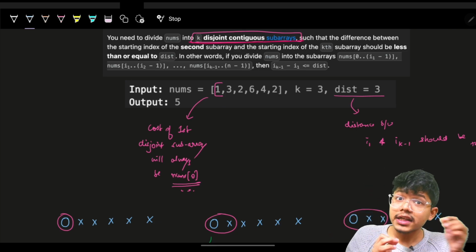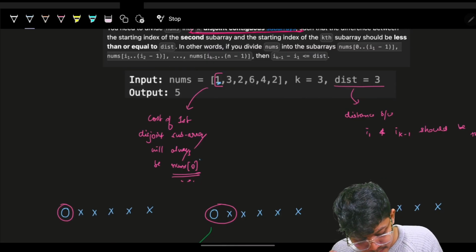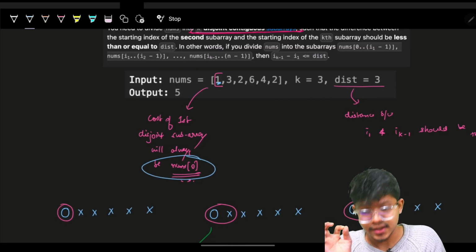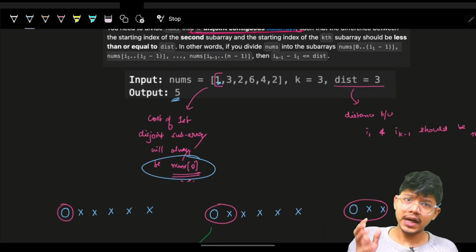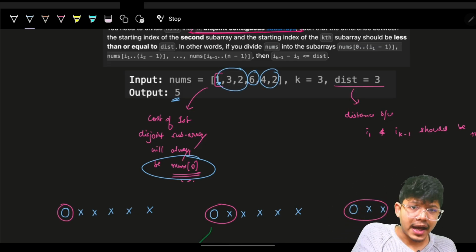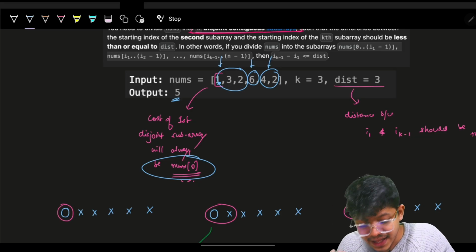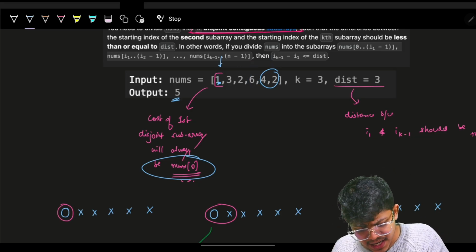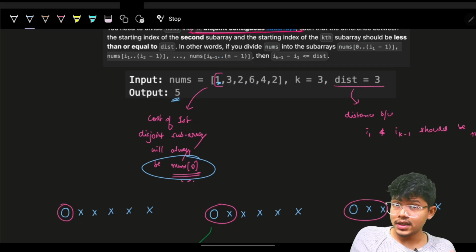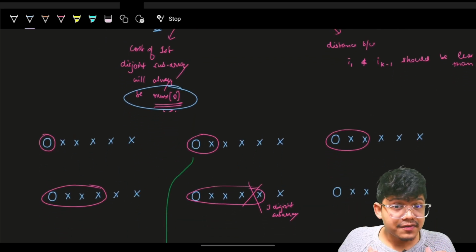It is continuous subarrays, so this 1, which means nums of 0, will for sure be added in your answer. In the output, it will for sure be added, because you remember I have to break it down into disjoint continuous subarrays, and I take the first element of each and add it to my answer. So I'll simply add this in my answer. That is okay. But what are the possible options we can have?